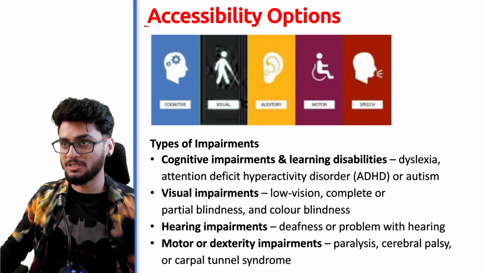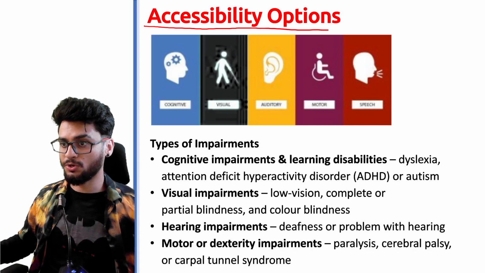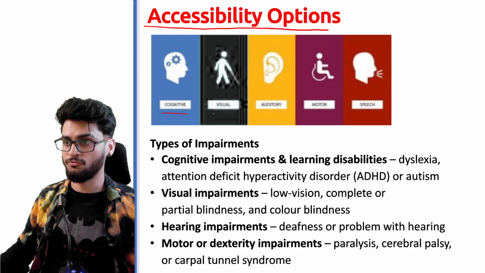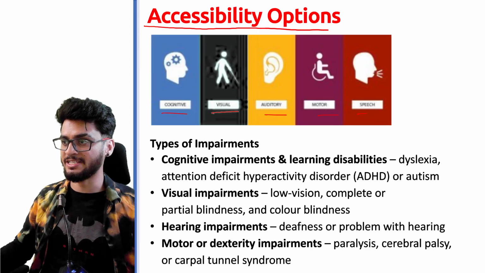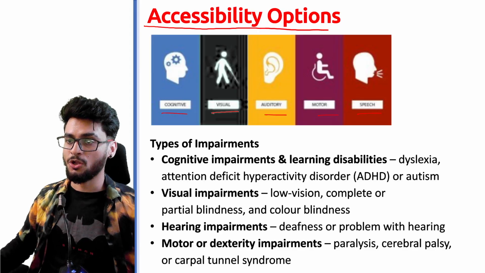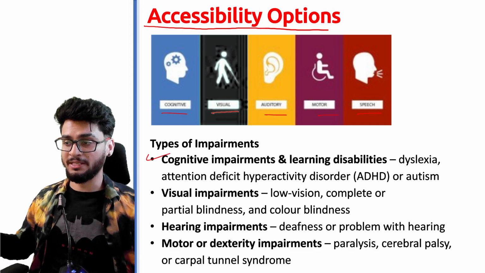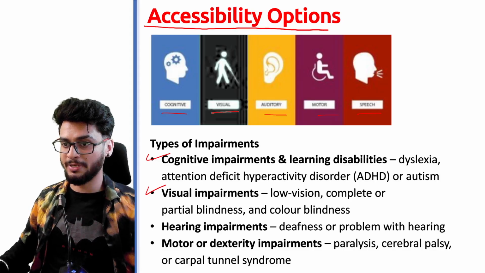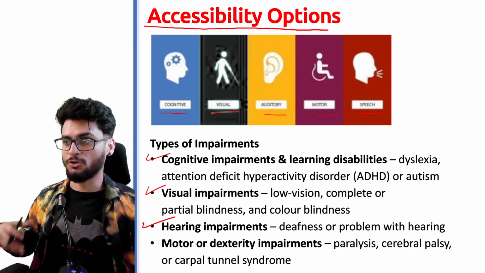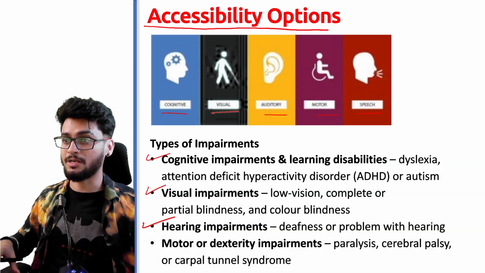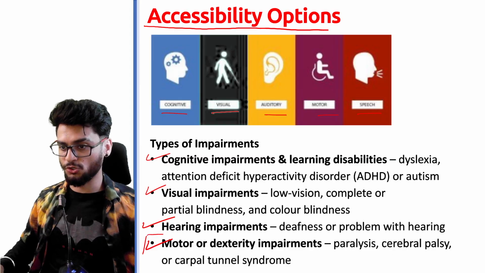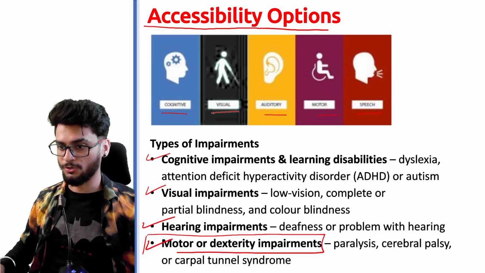Now, especially everyone के अंदर वो लोग आते हैं जिनको some type of impairments है, maybe cognitive, visual, auditory, motor and speech. Let's quickly look at them. Cognitive matlab related to the brain, they are not able to process the things properly. Visual impairments related to the eye. Hearing impairment, maybe they're not able to hear properly or they're completely deaf. And motor or dexterity impairments, as we saw in the case of Dr. Stephen Hawking.